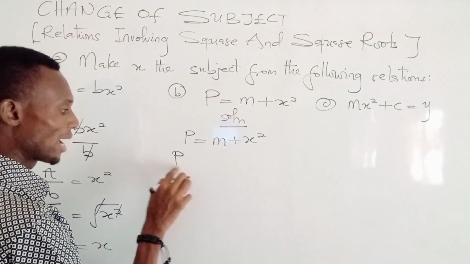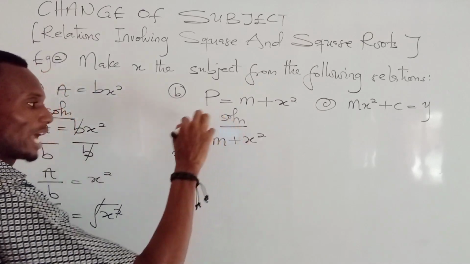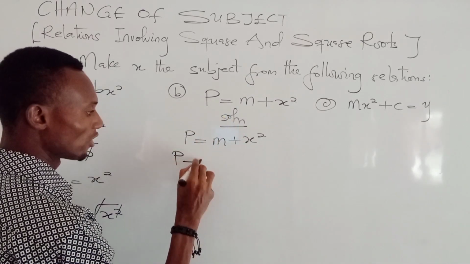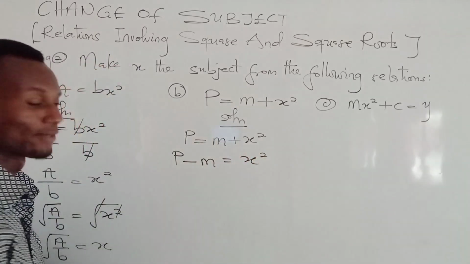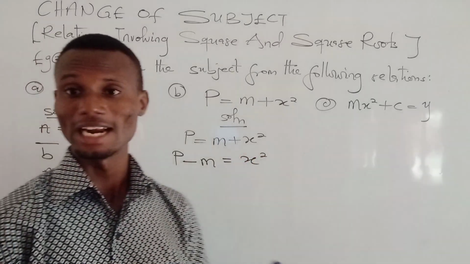So I'll have my P, which is already there. This M crossing the equal sign becomes minus M, equals your S squared, which is here. Please, I hope you understand up to this point.